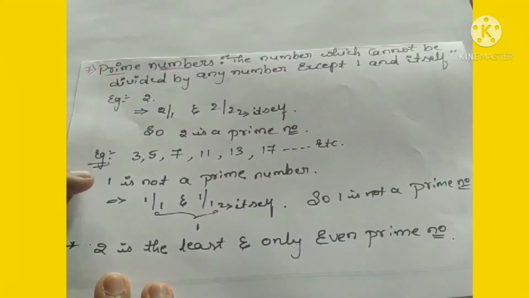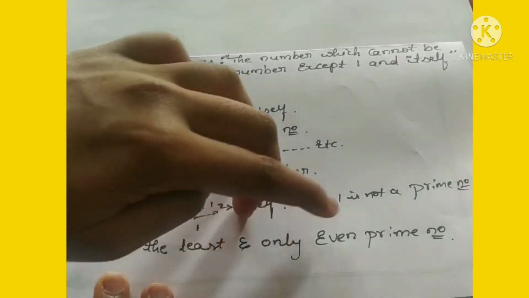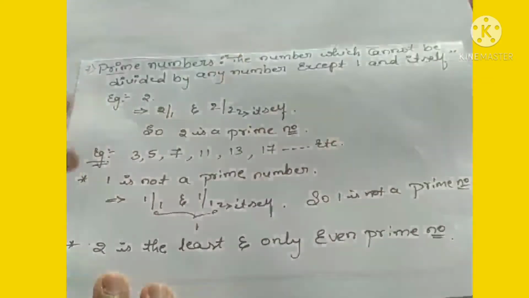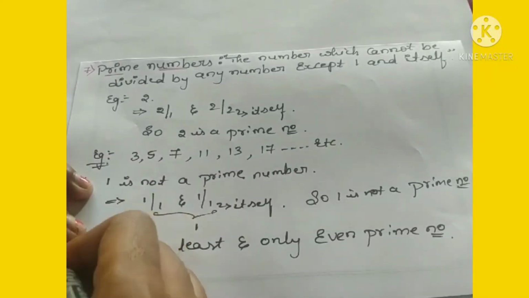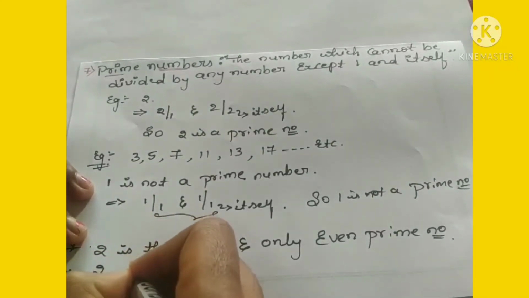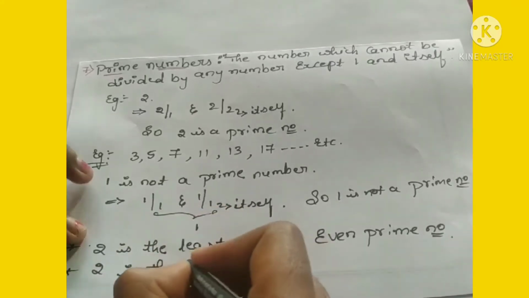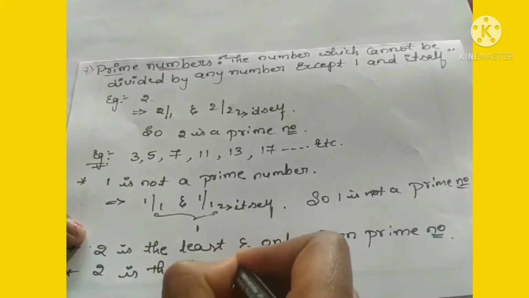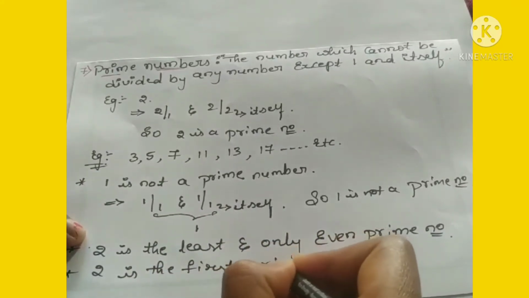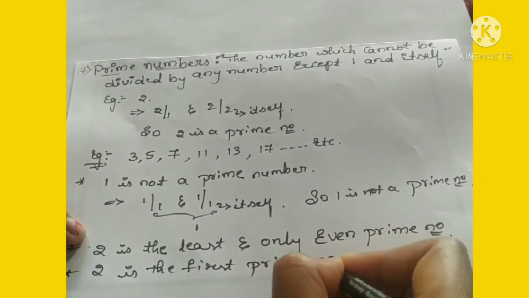I already said that 1 is not a prime number. So 2 is the least and only even prime number, and also 2 is the first prime number.